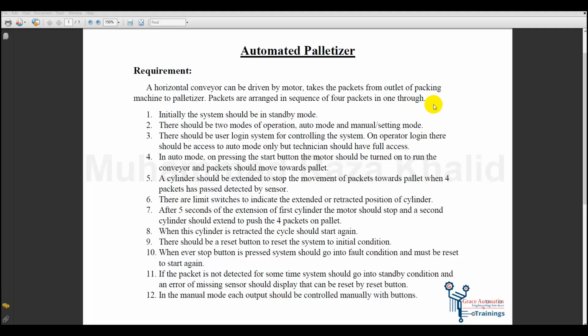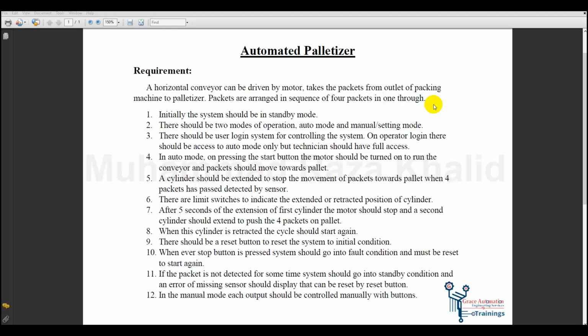And the other thing was, if the packets were not coming out of the packing machine, the system should turn into the standby mode, meaning it should not keep on running without any reason. So a timer was set to turn the system into the standby mode. Here for the demo we took a time of 30 seconds. If for 30 seconds packets are not being detected, the system should go into the standby condition.